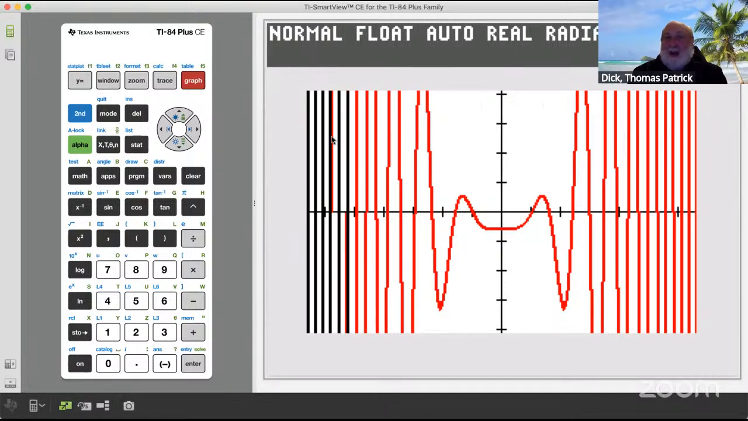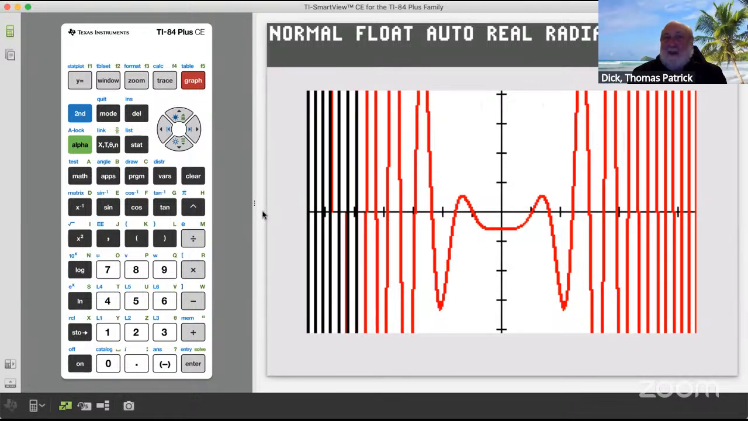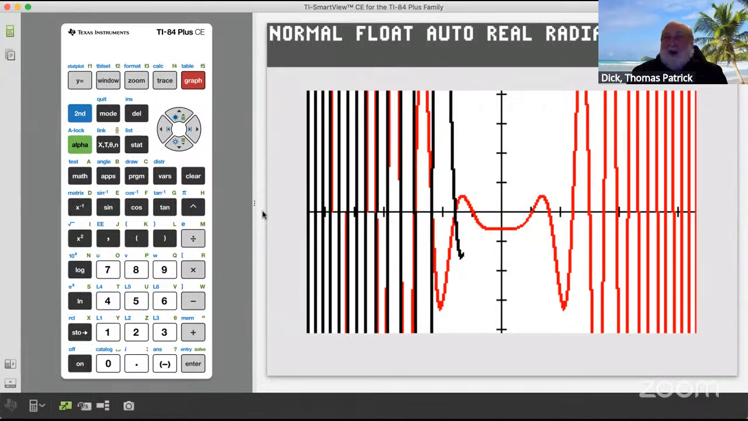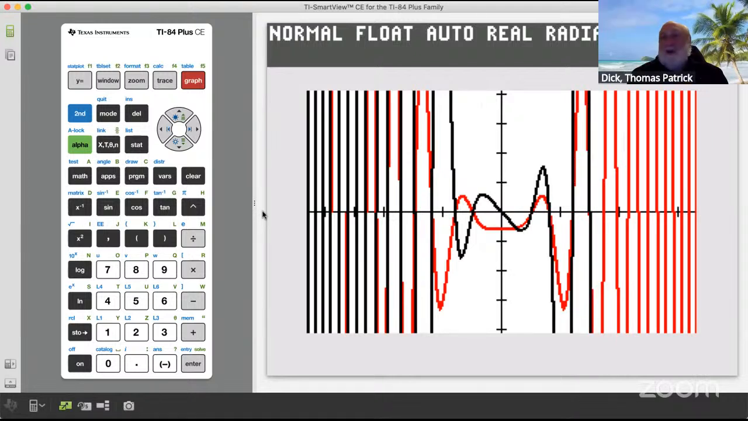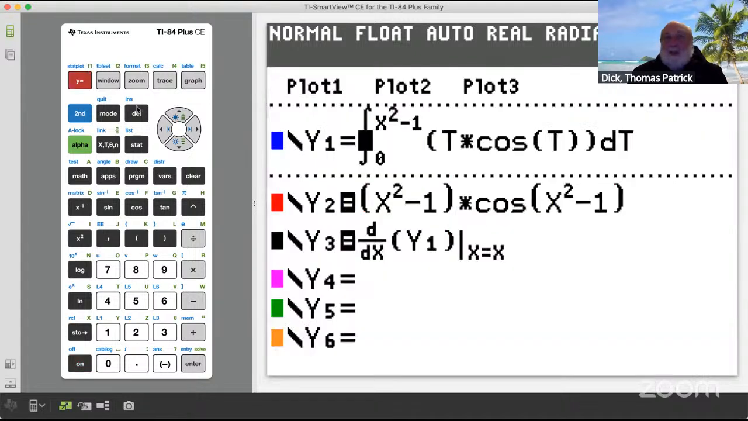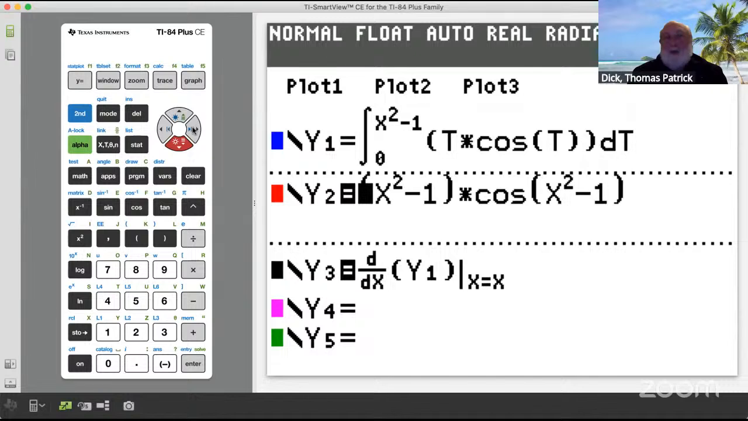Do you see, I shouldn't see any red if my derivative is correct. Oh, now I'm definitely seeing some problems. Something's wrong, huh? Yeah, something is definitely wrong here. Okay. I can already tell something's wrong. So I go back to my y equals, and I might look and say, oh, I forgot my chain rule. Let me go ahead and put on an additional factor of 2x.